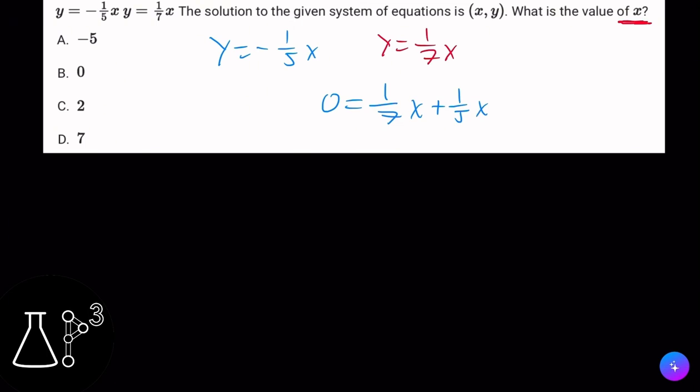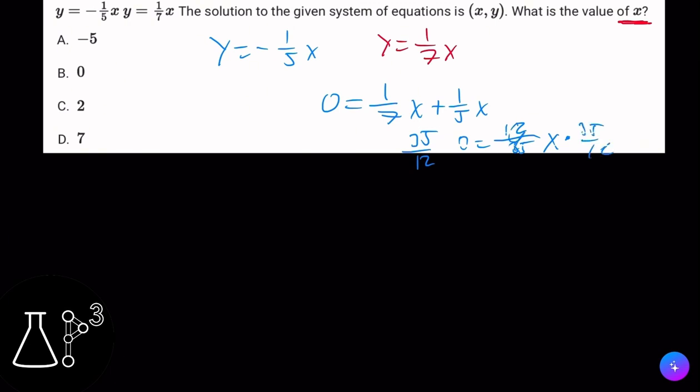If we combine like terms, that's going to give me 0 equals 12 divided by 35x. We can't simplify it further, so that is our final form. And as we can see, I don't necessarily have a value for x yet. So what I have to do to solve for x is multiply both sides by 35 divided by 12 to isolate x.